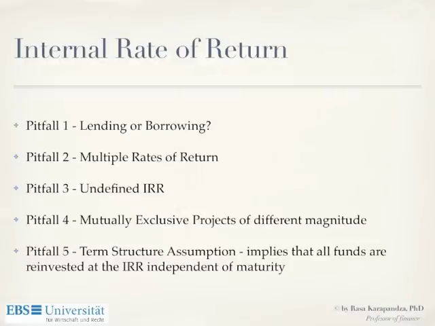So problem number 5 is that the internal rate of return can never take into account the term structure of interest rates. It can never take into account the fact that if you invest your money for 1 year, you will get a different annual rate than if you invest your money for 2 years. It assumes basically that all funds are reinvested at the internal rate of return, no matter for which period of time you invest this money. If you invest for 2 years or for 1 year, the internal rate of return always assumes that the rate is the same. And this cannot be fixed.